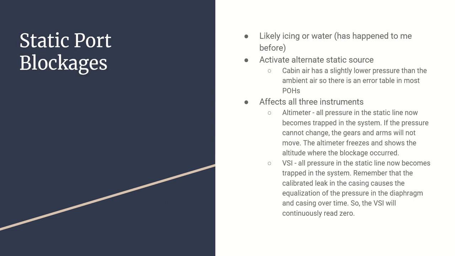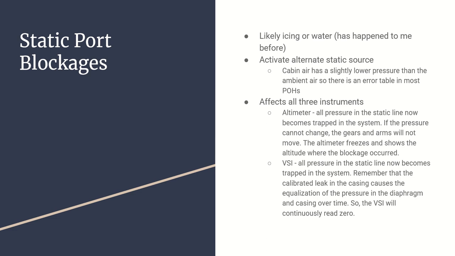Okay, so let's talk about static port blockages first. The reason why I want to talk about these to begin with is the fact that all three of the instruments are connected to the static port. You're going to see some different things happening to each of them. And if you see these three things happening, then you know that you've got a static port blockage, right? And you can go ahead and pull that alternate static source.